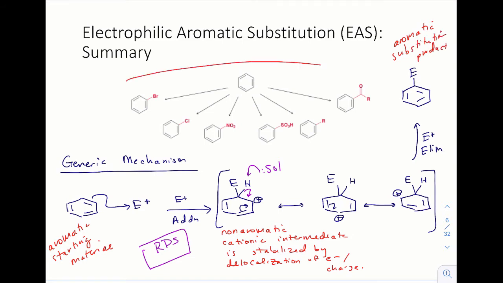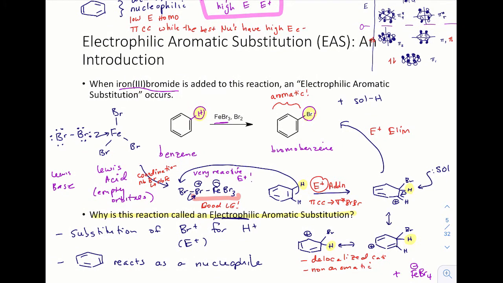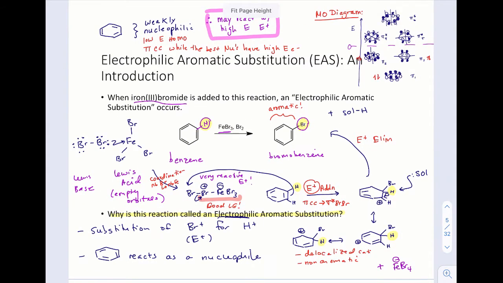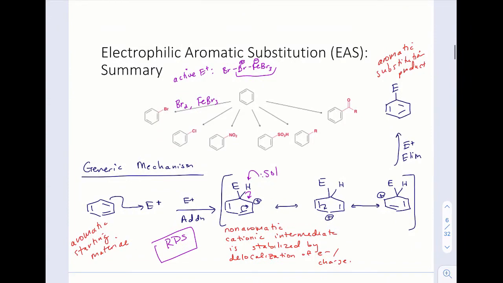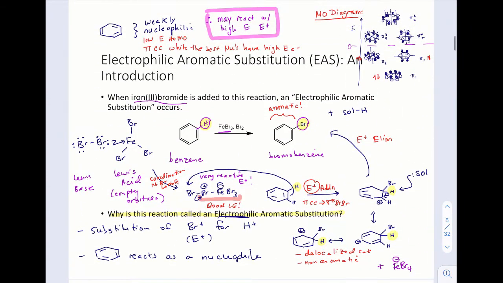So I'll teach you now how to affect each of these transformations. It's going to be super fun. We already have one down, right? To convert benzene to bromobenzene, the reagents are simply bromine and iron(III) bromide. And the active electrophile was that bromine iron complex. All right, so be sure that you have this down, you understand this generic mechanism as it applies to the bromination, and then you're ready to move on.